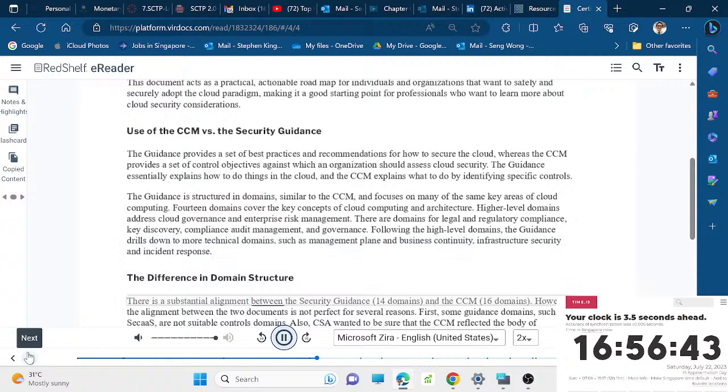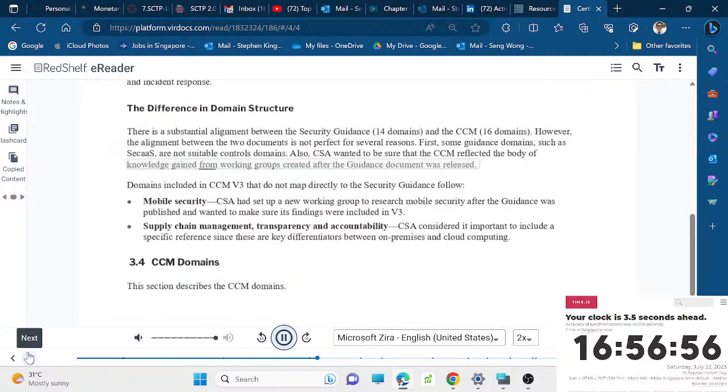The difference in domain structure. There is a substantial alignment between the security guidance, 14 domains, and the CCM, 16 domains. However, the alignment between the two documents is not perfect for several reasons. First, some guidance domains, such as Chapter 3, are not suitable controls domains. Also, CSA wanted to be sure that the CCM reflected the body of knowledge gained from working groups created after the guidance document was released.